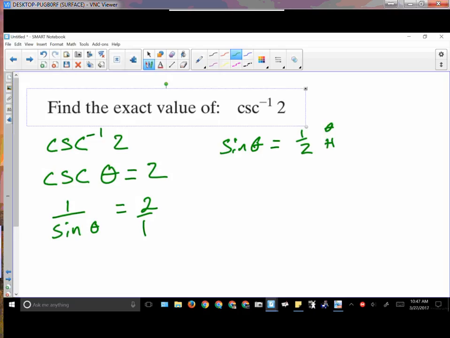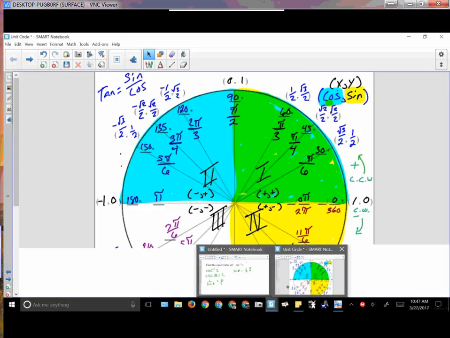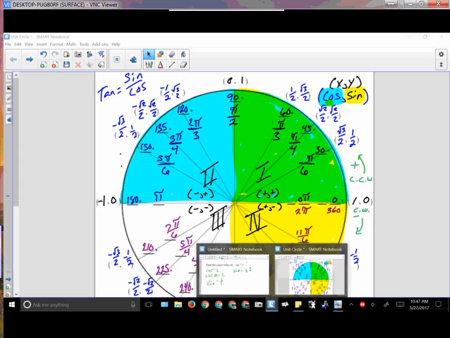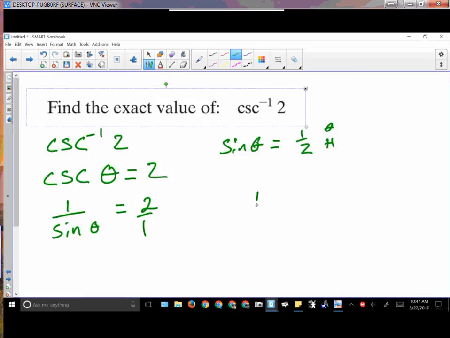Now, we're supposed to find the exact value of this thing. Where does sine of theta equal half? Well, we'll go back to here. Sine is the y here at half. And since we're looking at going from the inverse, it only exists over here, so that means that the theta here is going to be pi over 6. So we should be looking at pi over 6.